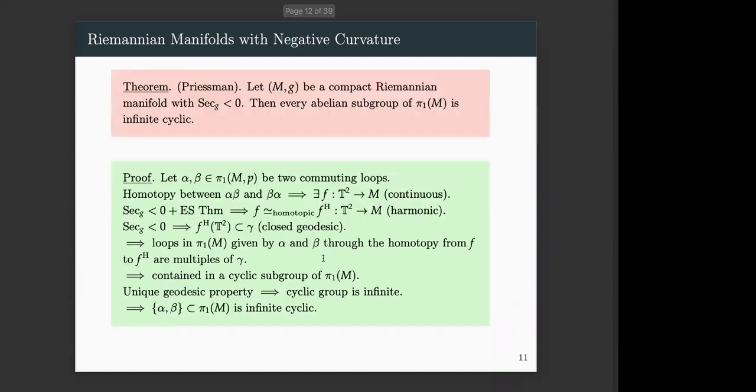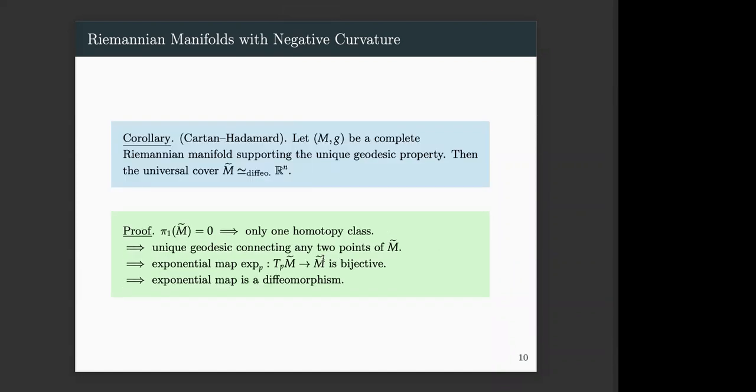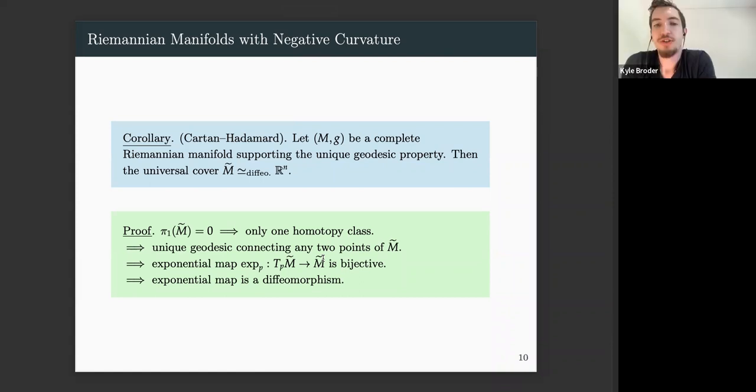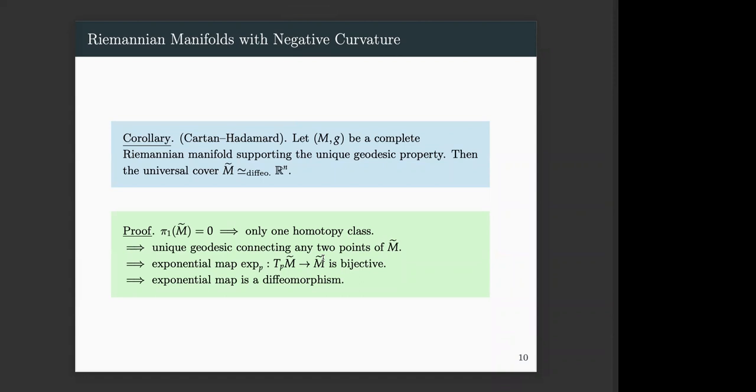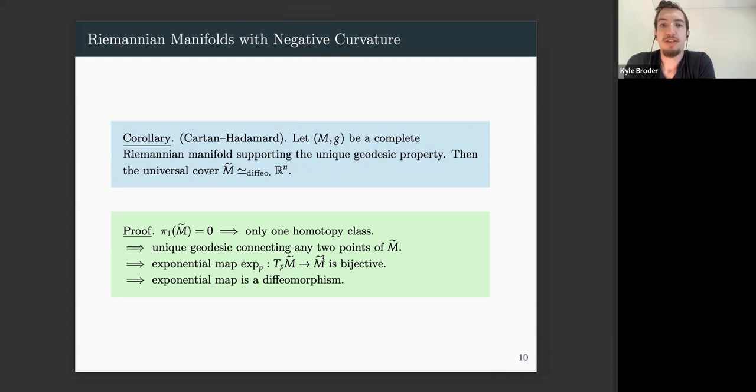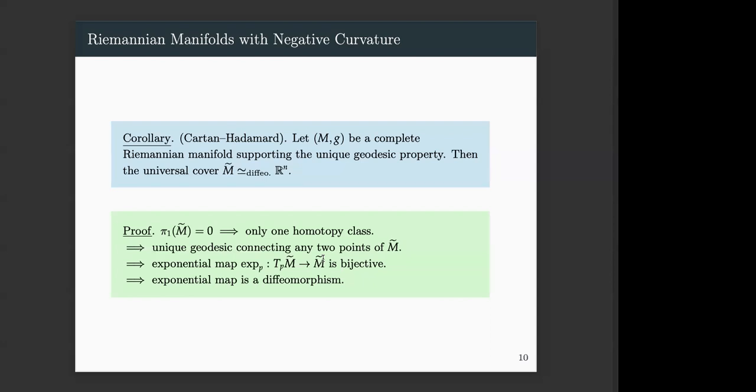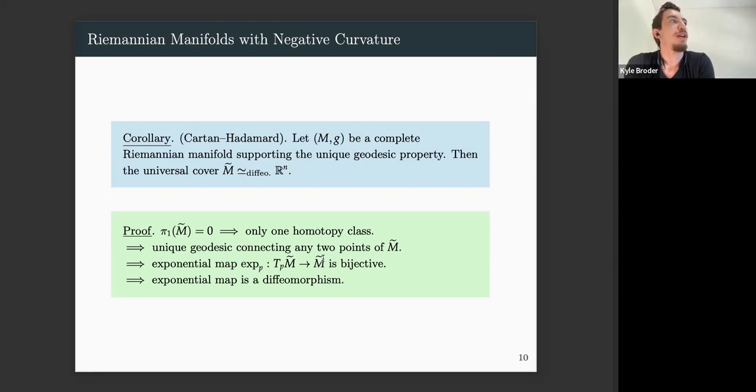Sorry, Kyle. Can you say why there's a unique geodesic on the universal cover then? This is because of simple connectedness, if you have the unique geodesic property. Yeah, downstairs though. I'm saying if M satisfies the unique geodesic property, then you should be able to have one on the universal cover. That's right.